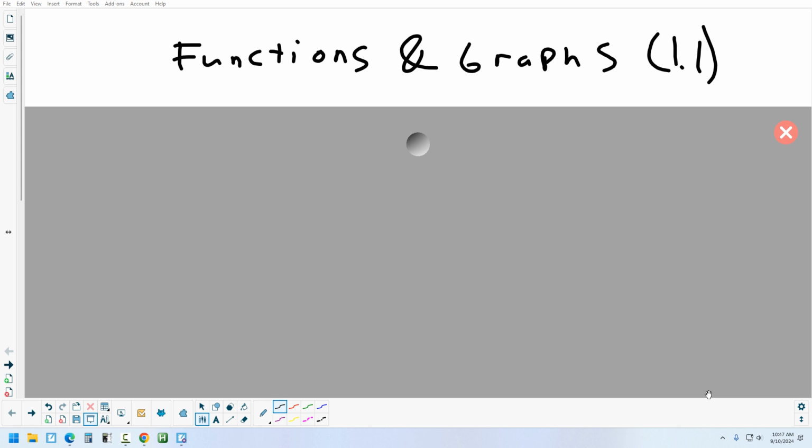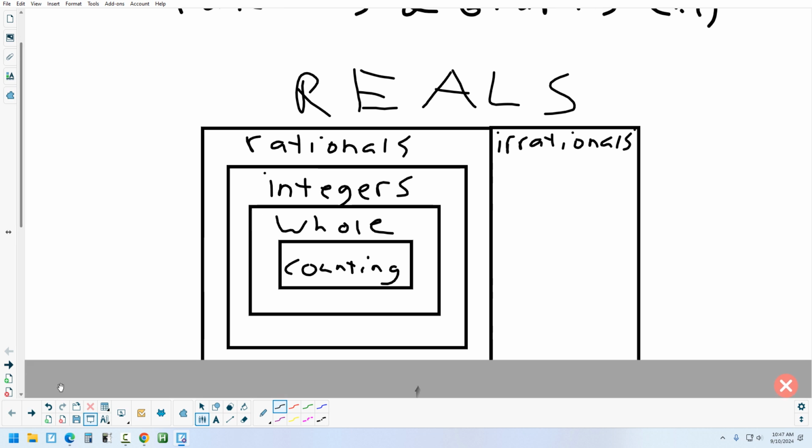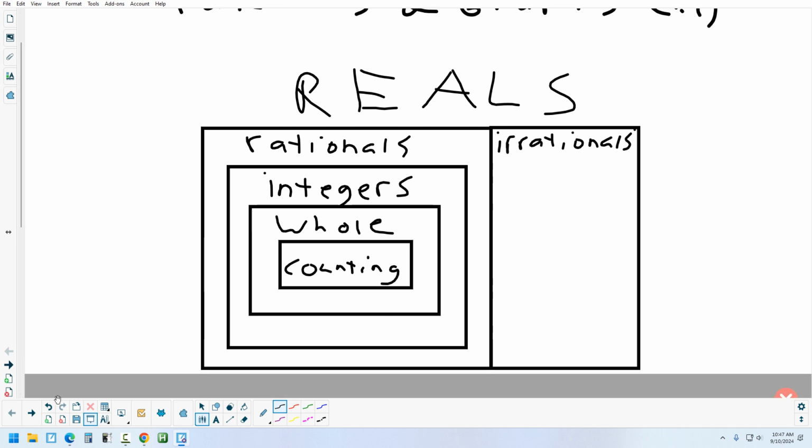First section is on functions and graphs. We do a little bit on the calculator, not much, but we'll get to that. But first thing they talk about in this section is this diagram, which explains the different kinds of numbers and the terms that we'll use to describe them.